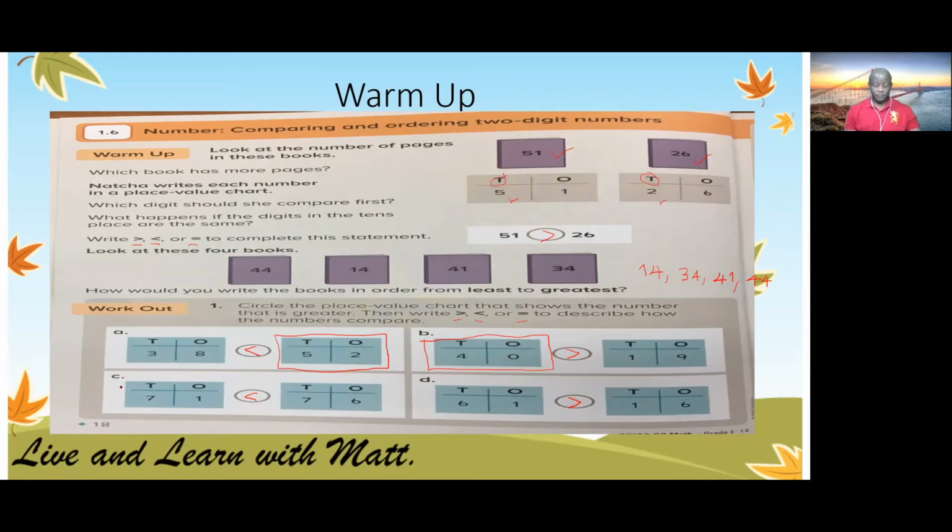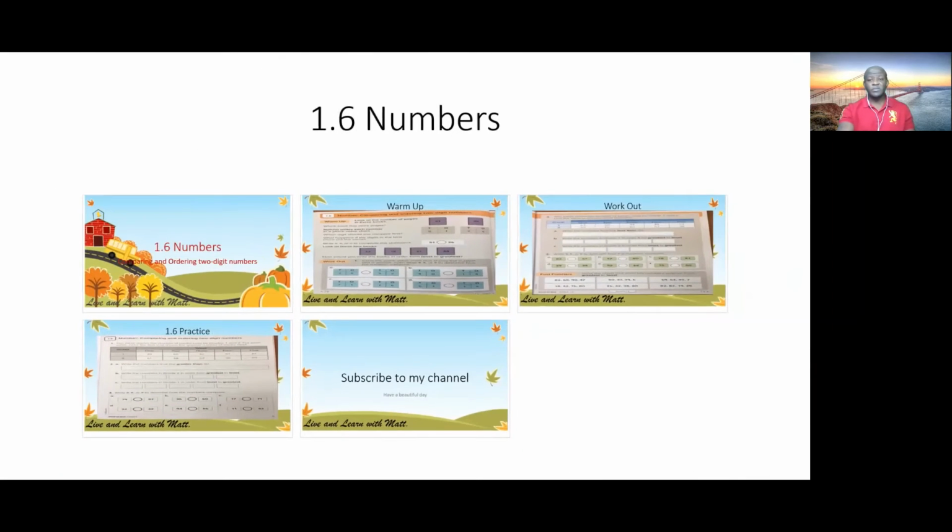Part C, 7 tens are the same, 1 ones and 6 ones. So 6 ones is greater, we circle 6 ones. Part D, 6 tens is greater than 1 tens, so we circle 6 tens. There you go. Let's go on to the next one.